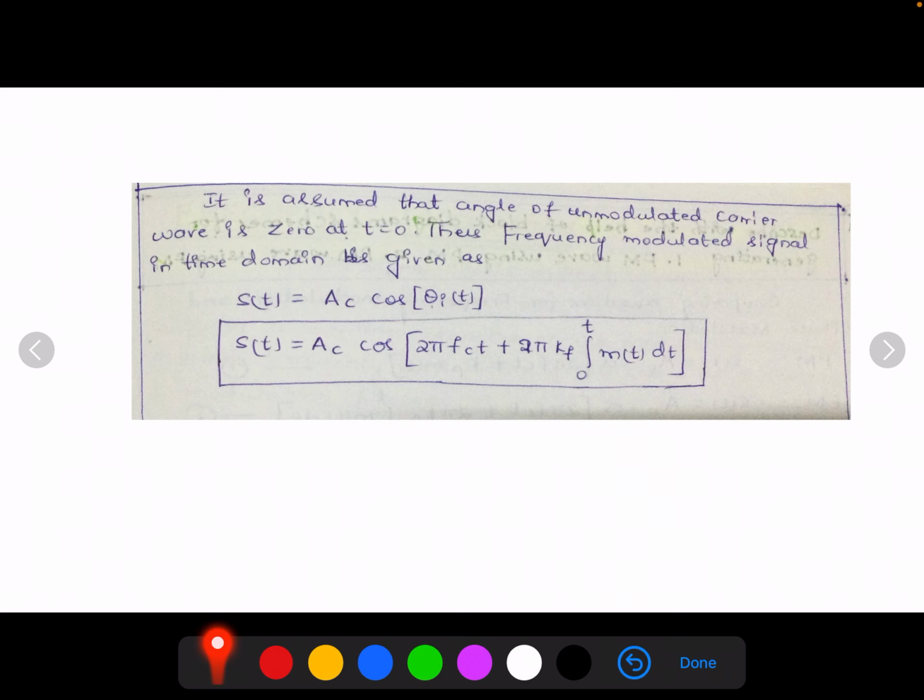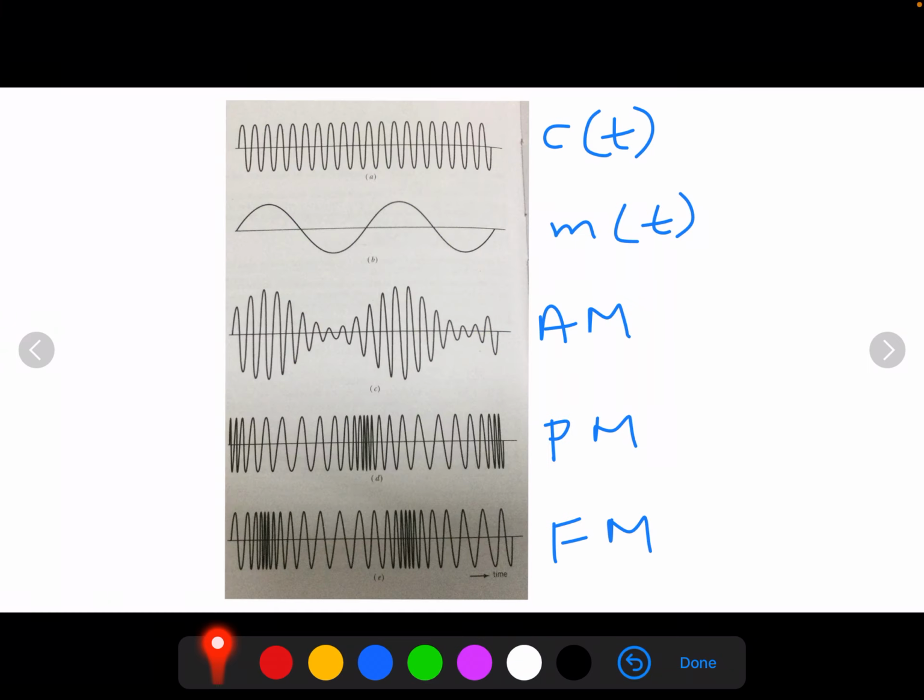So it is assumed that the angle of the unmodulated carrier wave is 0 at t equals 0. So this frequency modulated signal is given as s of t is equal to Ac into cos theta i of t. We are replacing this theta i of t by the equation we have just reduced. So s of t is equal to Ac into cos of 2 pi fc t plus 2 pi kf integral 0 to t m of t dt. So this is a waveform representation.